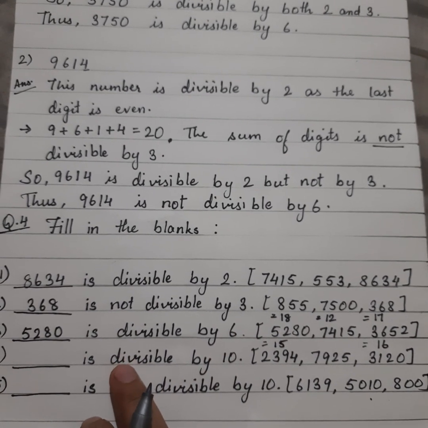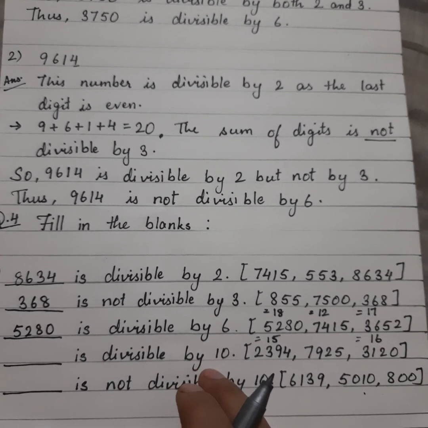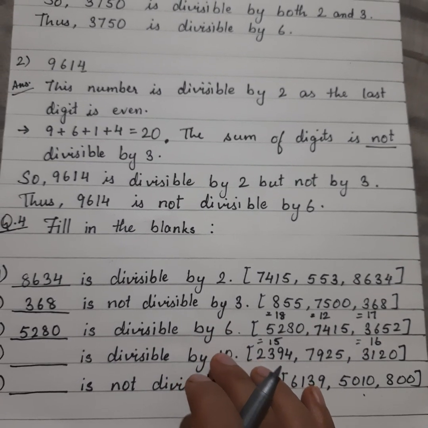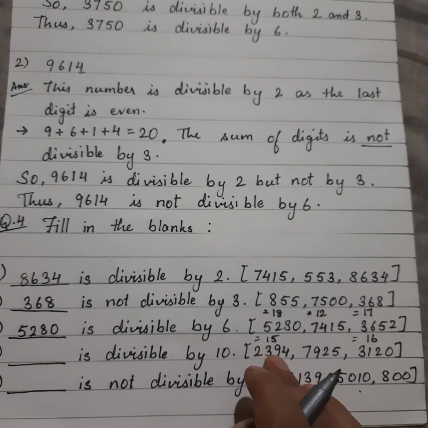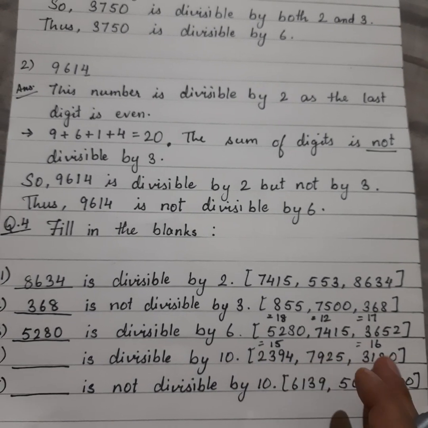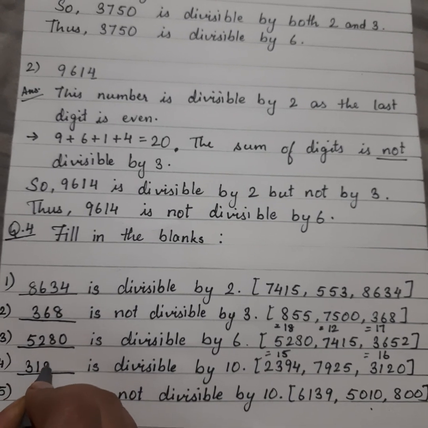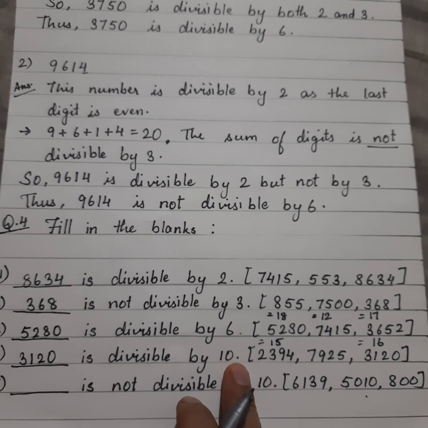Then dash is divisible by 10. Very simple. We know if the number is divisible by 10, it should have 0 as the last digit. So the first one is not having it, the second one also not having, the last one. That is 3120 is divisible by 10.